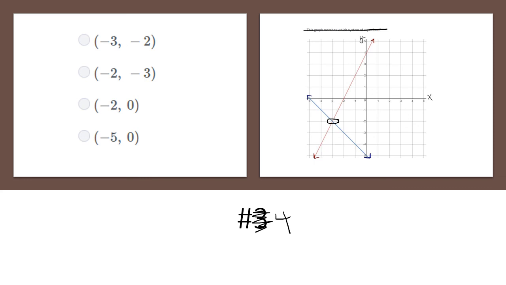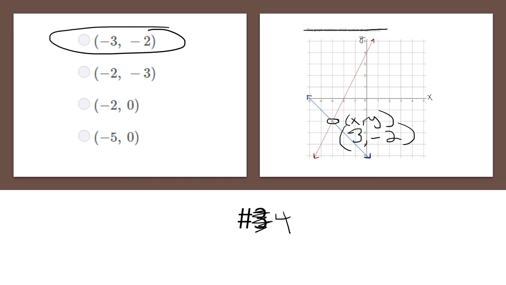So I'm just writing the coordinate. Remember, your coordinate is an x comma y. So here I went over -3 in my x direction, and I went down -2 in my y direction. So my point of intersection, or that solution to that system, is -3 comma -2.